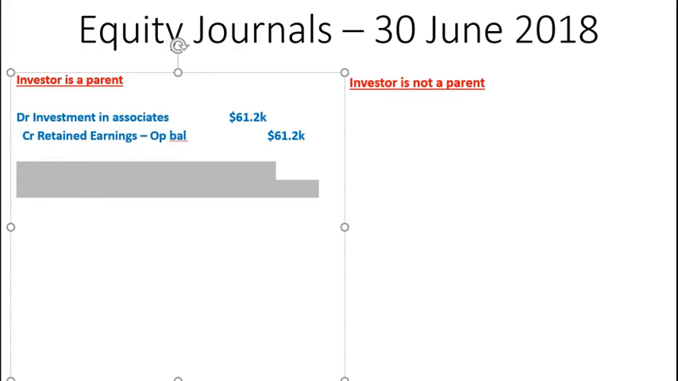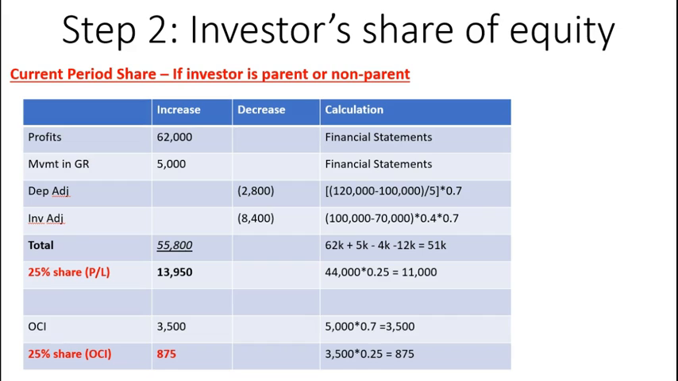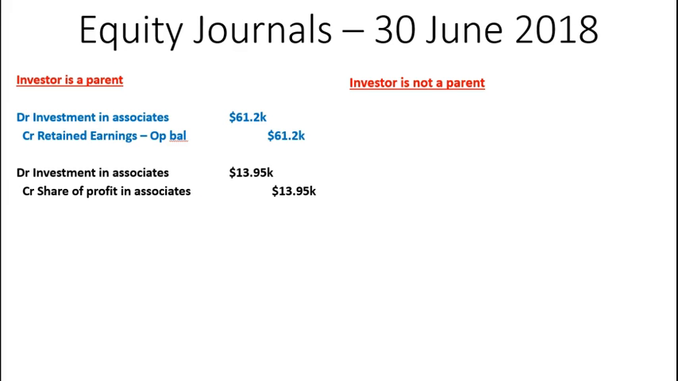Okay, so our next entry, we will want to recognize the share of profits in the current period. So we debit investment in associates by 13.95 thousand and credit our share of profit in associates by 13.95 thousand. If we look at our calculations, we can see that our 25% share of the profitable operations of the associate after we've made our adjustments is $13,950. So we need to increase the value of our investment asset by that amount because we have received an increase in equity from those profitable operations.